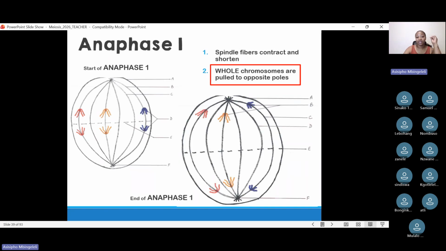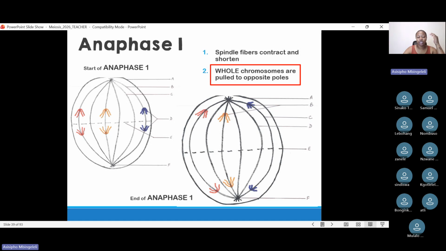arrangement. Then in anaphase 1, here we speak about the whole chromosome being pulled to opposite poles. So what will happen first here is that the spindle fibers are going to contract, and when they contract, they separate the homologous chromosome pairs, and then only a whole chromosome will be pulled up, and another whole chromosome of the same pair will be pulled down. That's exactly what we have in anaphase 1.